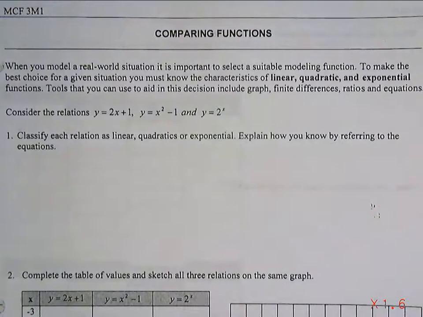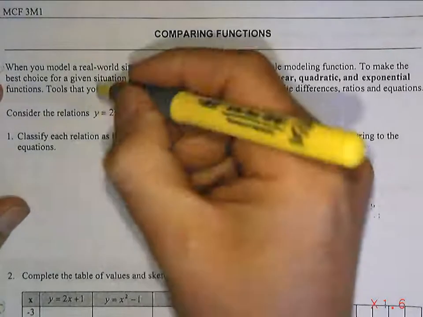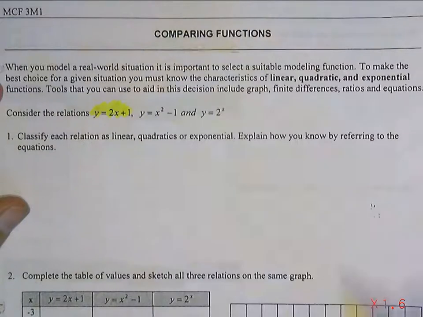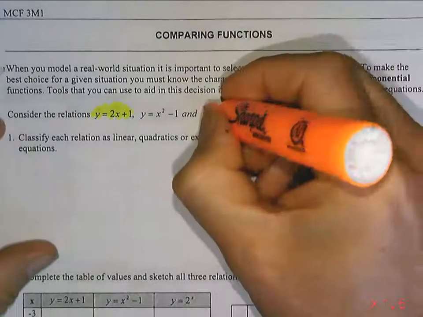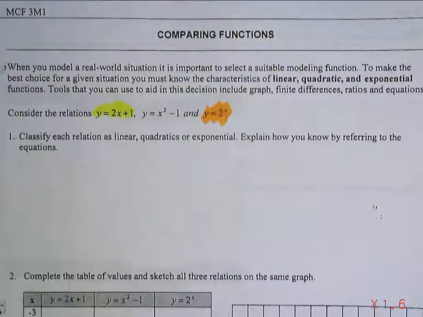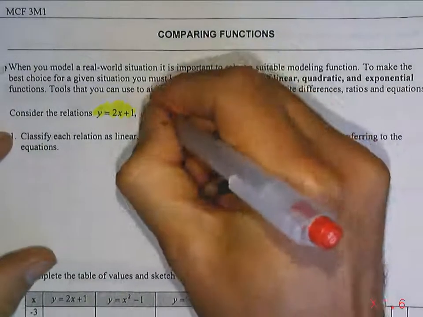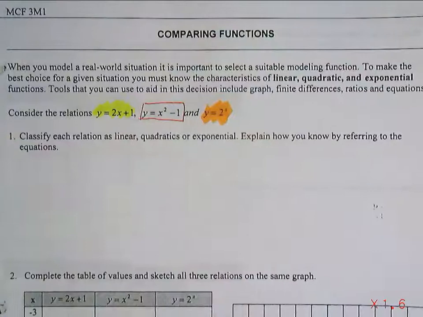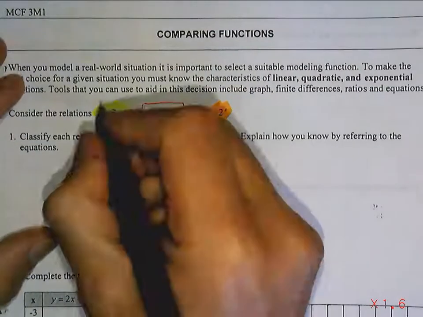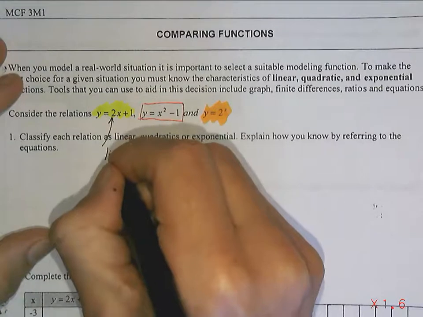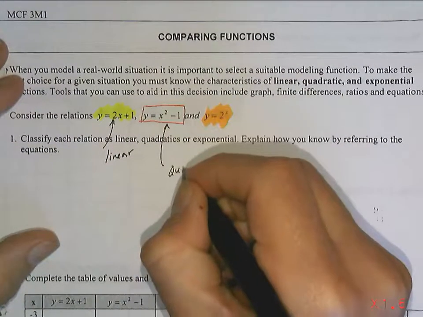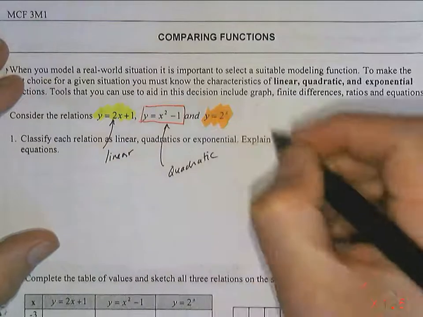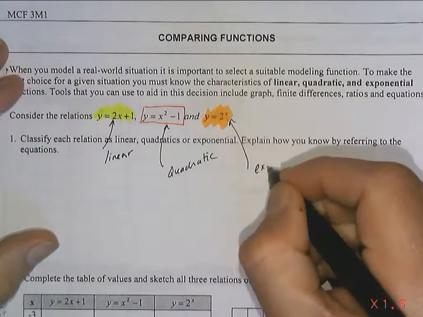We're going to consider the following 3 different equations. We're going to consider that one. We're going to consider that one. And we're going to consider that one. Now, looking at these, you should know the difference. You should know that this is linear. You should know that this is quadratic. And you should now know that this is exponential.